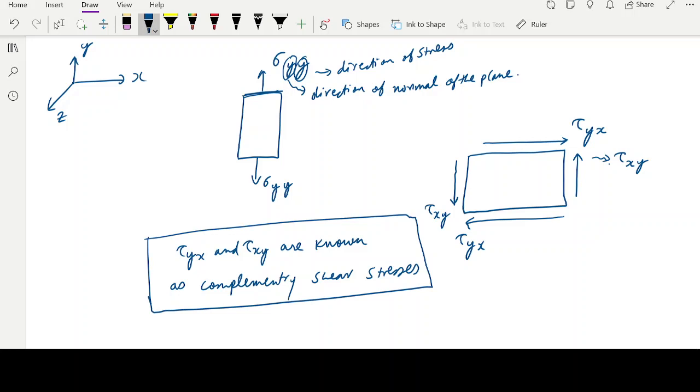So what does the principle of complementary shear stress tell? It tells us that the shear stress always acts in two pairs, not one pair. If there is one pair of shear stress present, there is always one more pair of shear stress acting in the opposite sense in a plane that is perpendicular to this existing plane. So this shear stress is acting in this plane, then the complementary shear stress will act in a plane perpendicular to this plane, right? This is the first plane, the complementary shear stress acts in the second plane, which is perpendicular to the first plane. Okay, so this is the principle of complementary shear stress.